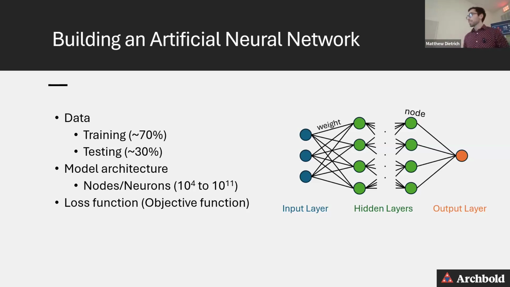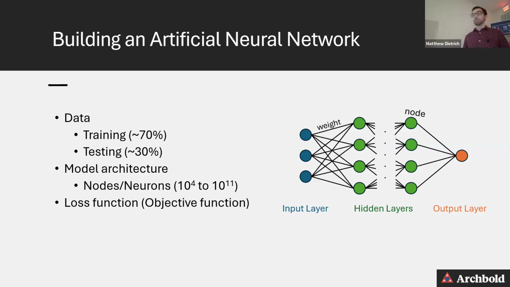And then the model architecture, this is kind of the piece that gets very complicated, and a general overview of what that might look like is on the right. Mainly, we're focusing on the number of nodes or artificial neurons, and this can range anywhere from about tens of thousands to hundreds of billions.